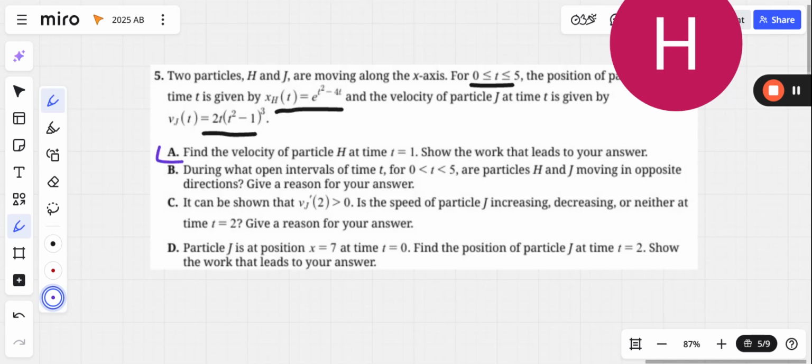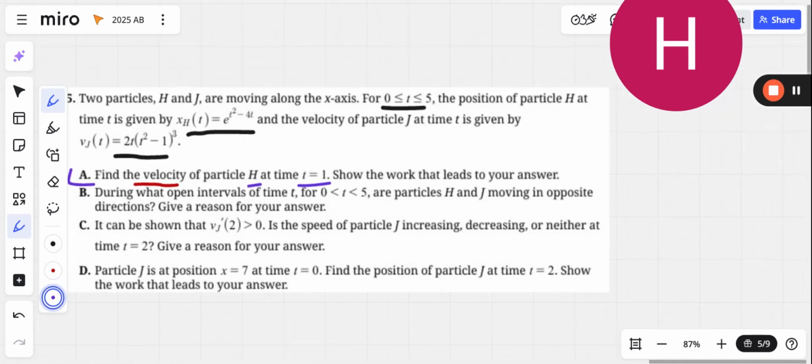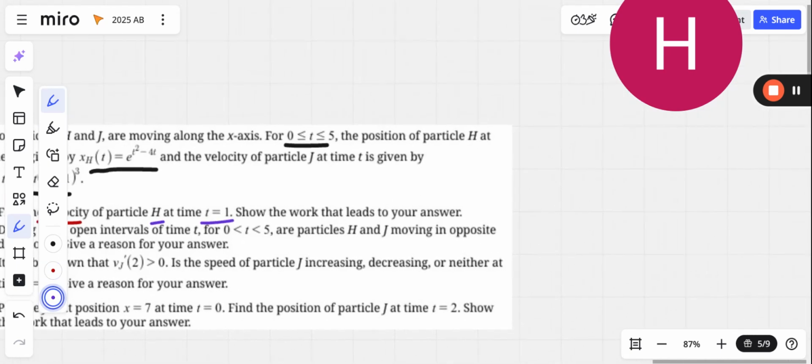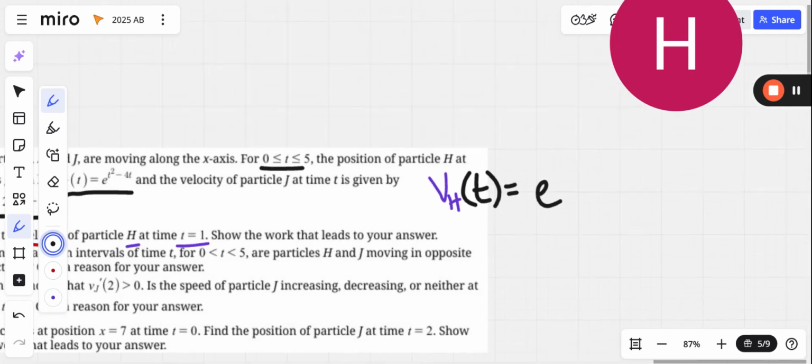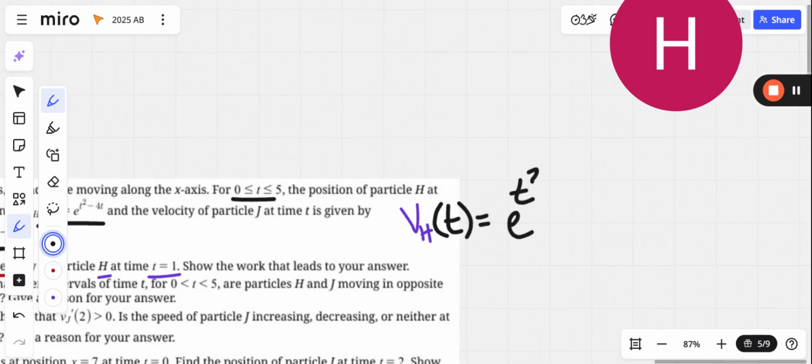Okay, part A, very easy. Find the velocity of particle H at t equals 1. So we basically want VH of 1. But first we need VH. VH is simply going to be the derivative of XH. So we're going to have e to the t squared minus 4t. That stays the same. That's the rule for e. And then we multiply by the exponent derivative, 2t minus 4.